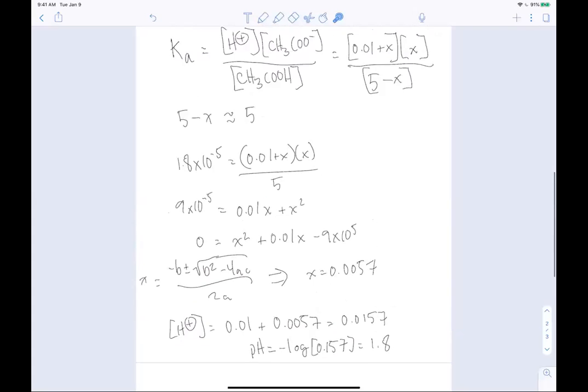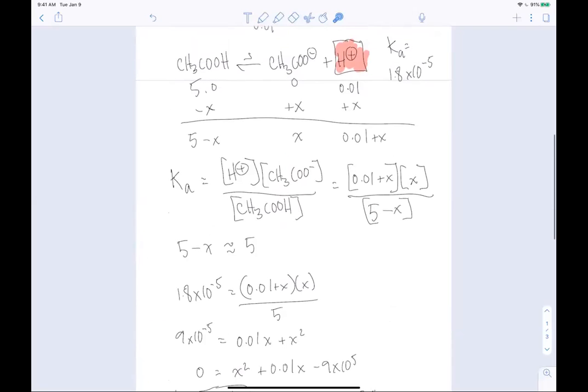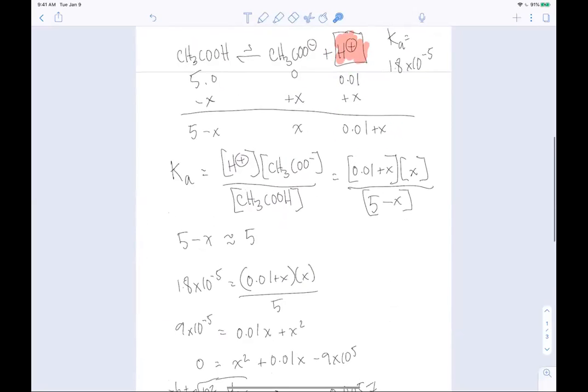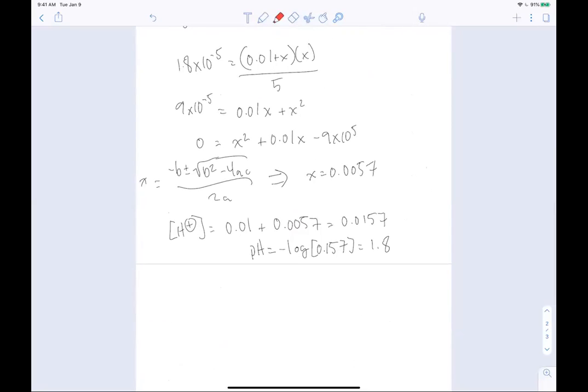And then you can take that and come back and say, okay, what I wanted ultimately was to figure out the pH. So I've got this H plus over here, which is equal to 0.01 plus x. That's what I rewrite down here. And so 0.01 plus x gives me 0.0157. And so finally I can get my pH, which is equal to 1.8. So you can see these problems get pretty long. Computationally, there's a lot of stuff to keep track of, so they take a lot of practice.